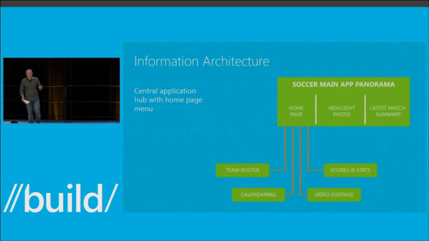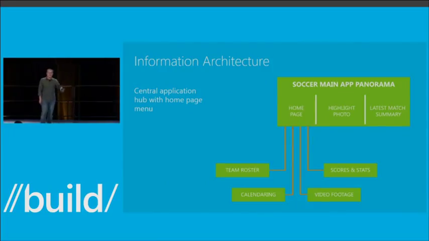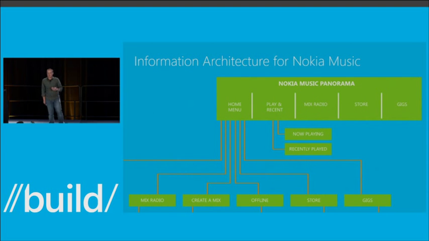So from a design point of view, the Windows Phone design is structured a bit like this. It's what Microsoft call a central application hub with homepage menu. It's basically a menu on the left-hand side you can use to drill down to areas of your application that are deeper. And then at the hub level, you're surfacing content in a panorama that you think your user will be interested in, to tease them to go into areas lower down into the application and get engaged with it.